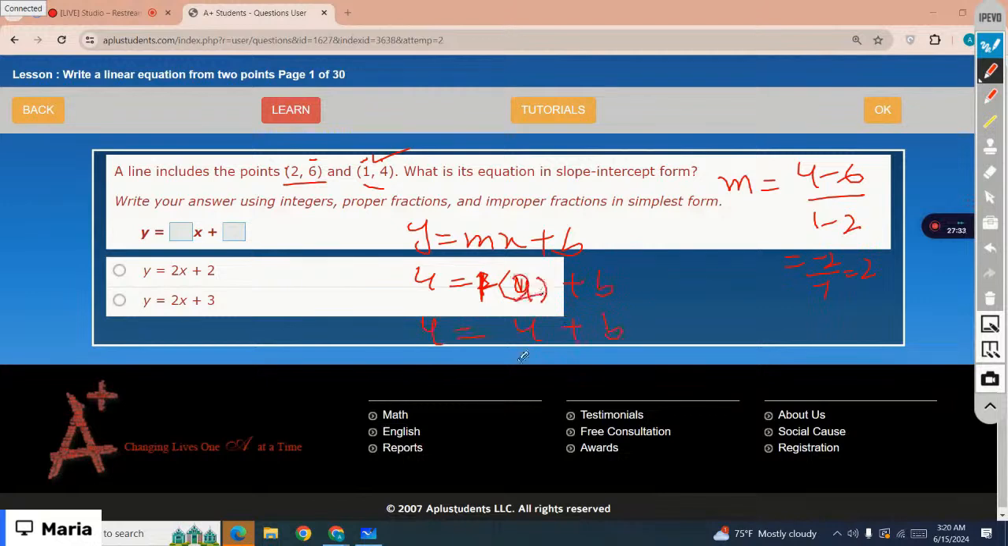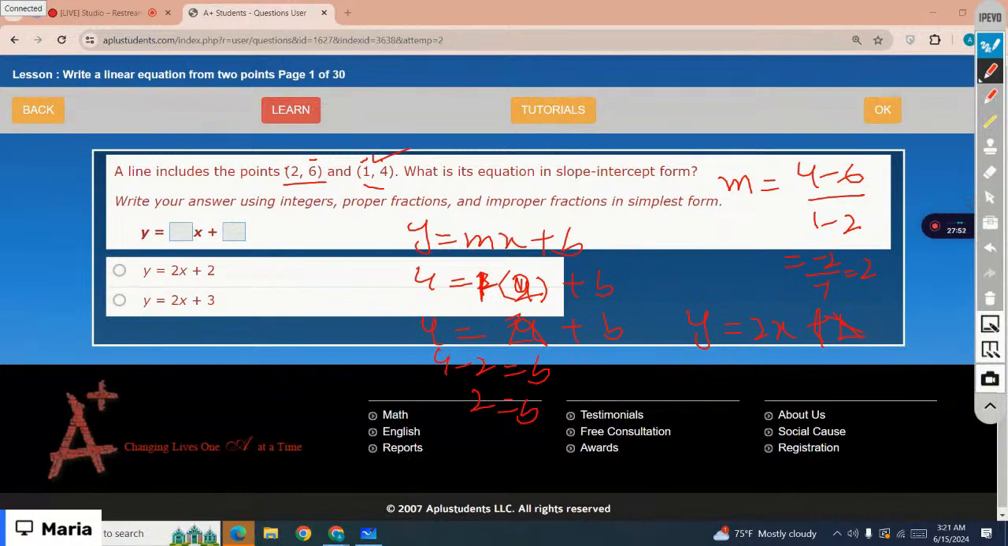No, but the slope is 2. 2 times 1 is 2, right? So 4 minus 2 equals b. So b equals 2. So the equation is y equals 2x plus 2.